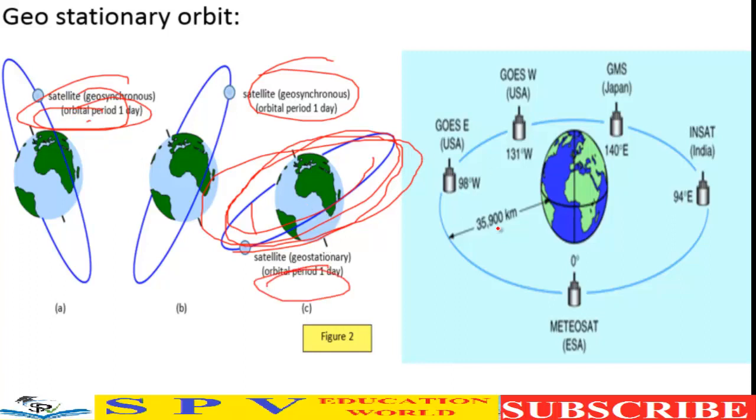And see here friends, different countries have different positioning of geostationary satellites. For India, GSAT means Indian satellites, it will be placed at 94 degrees east. For Japan it will be 140 east. For USA it will be 131 west, and these are all the data given here. So you just remember, this may not be asked in the exam, but it gives you clarity so that you may have a better understanding.